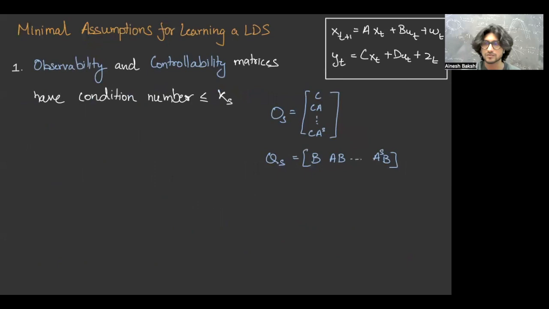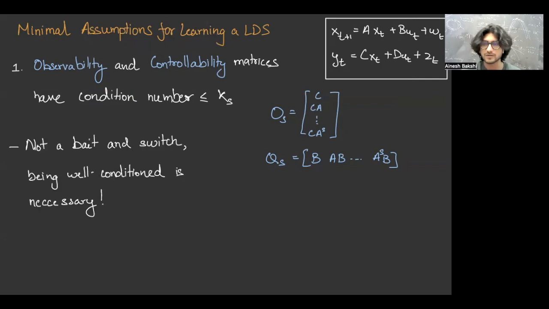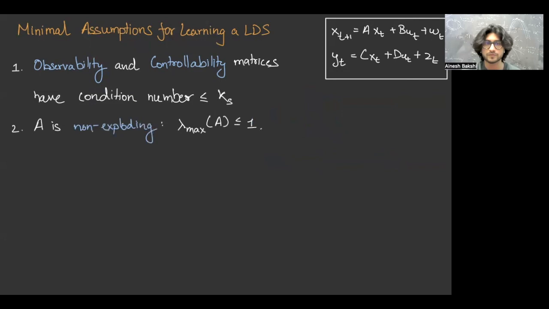I'll now spend some time discussing what these assumptions are. We know from earlier that observability and controllability are necessary. In particular, these matrices, as we considered earlier, need to be full rank. We soup up this assumption to say that these matrices have bounded condition number. I'd like to note that this is not a bait and switch on being minimal. We actually show that the condition number bound is in fact necessary. We also require that the system is non-exploding. That is, the largest magnitude eigenvalue of A is at most 1.